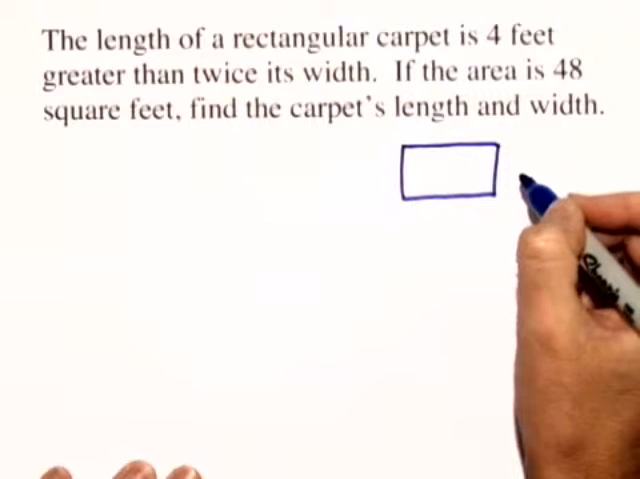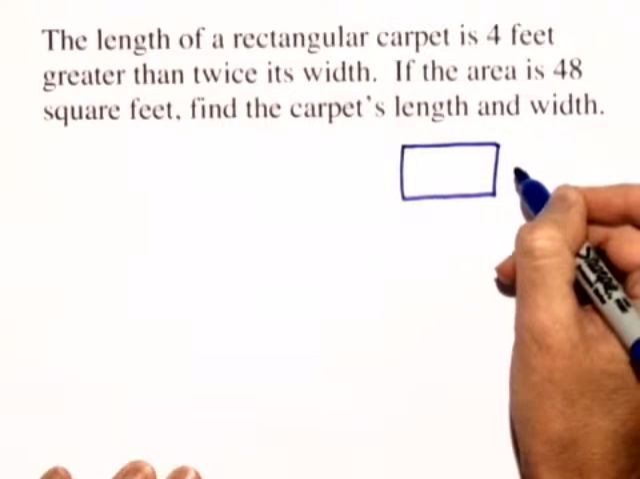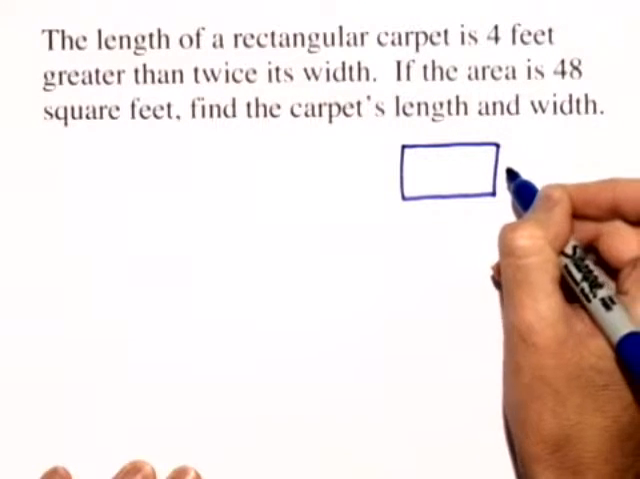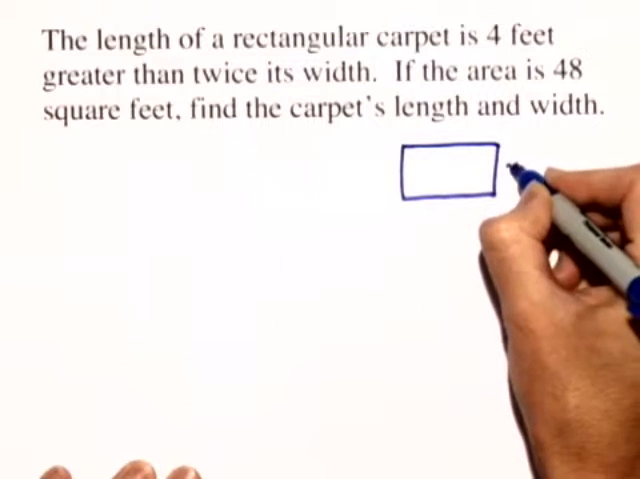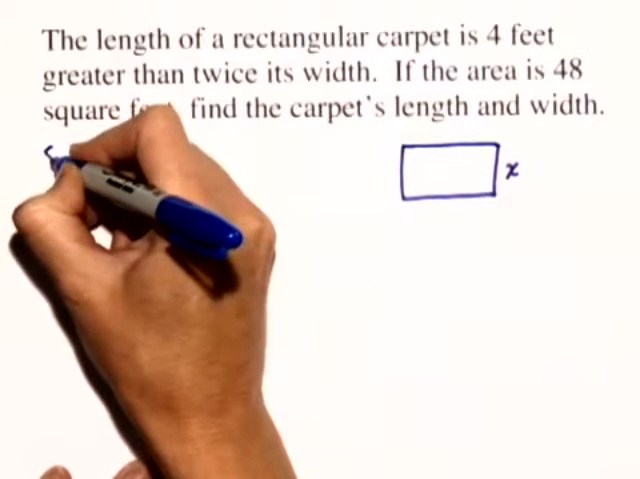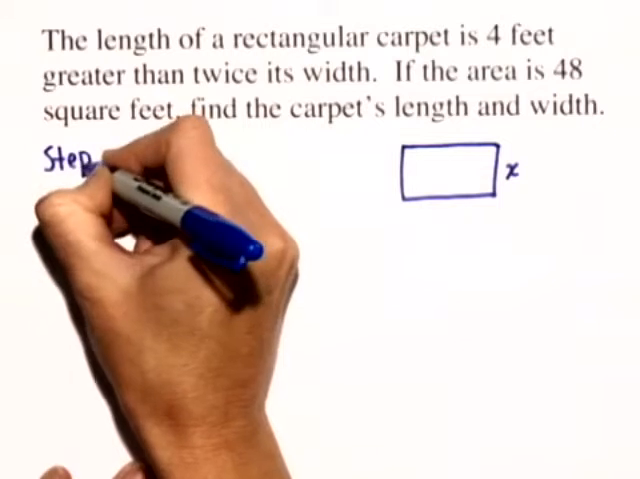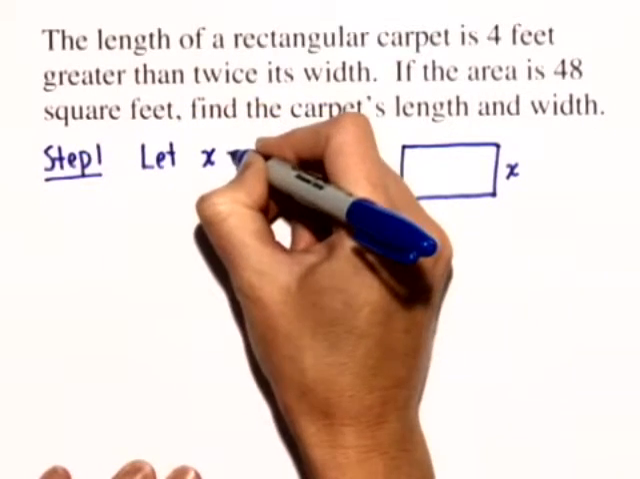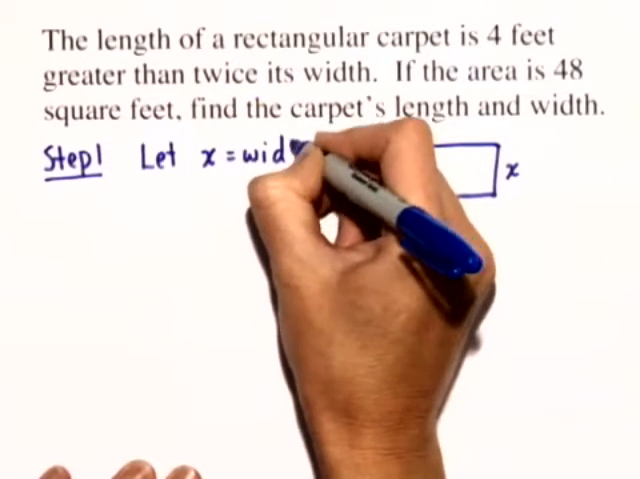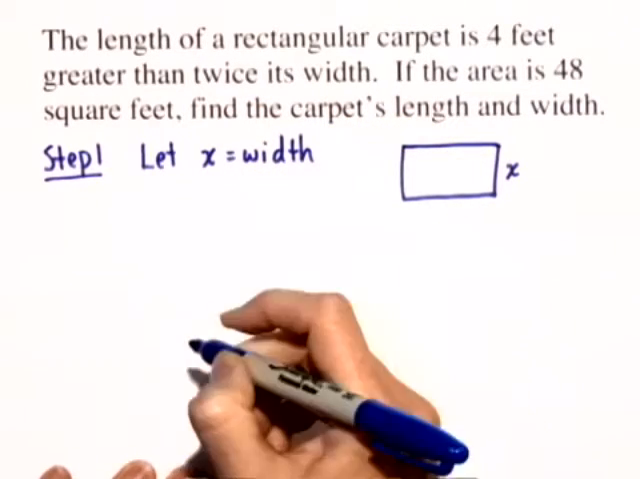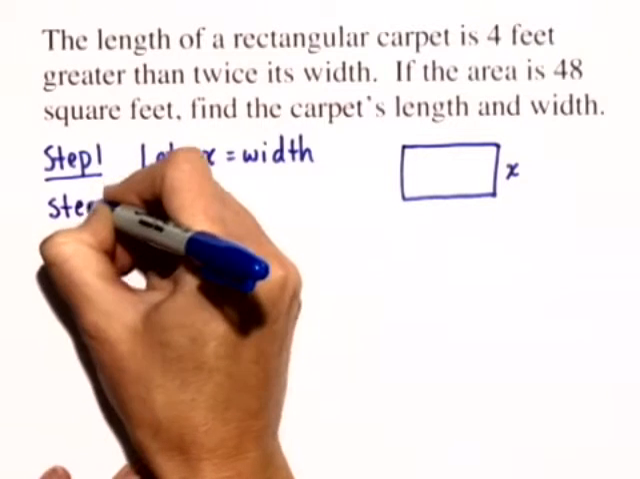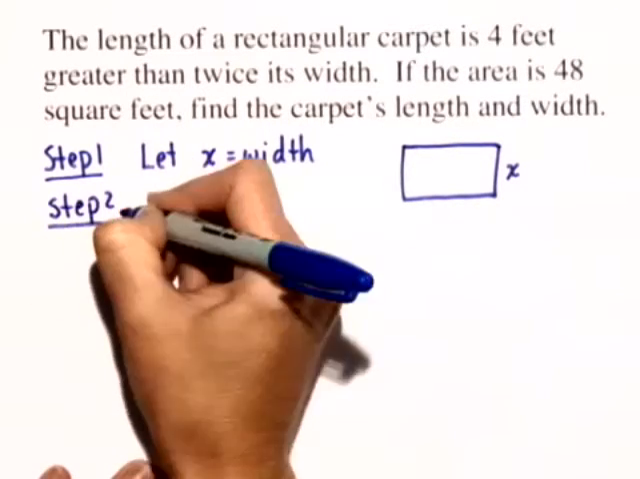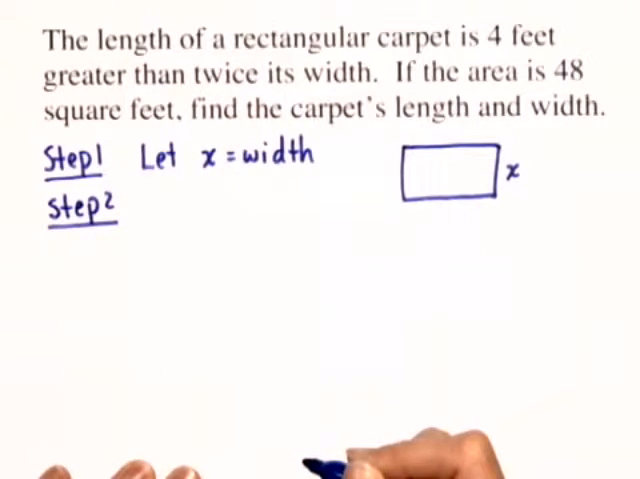And we don't know anything about the width, but we do know something about the length. So let's call the width x. So in step 1, we'll let x equal the width of this rectangle. Now in step 2, we want to identify any other unknown quantities in terms of x.